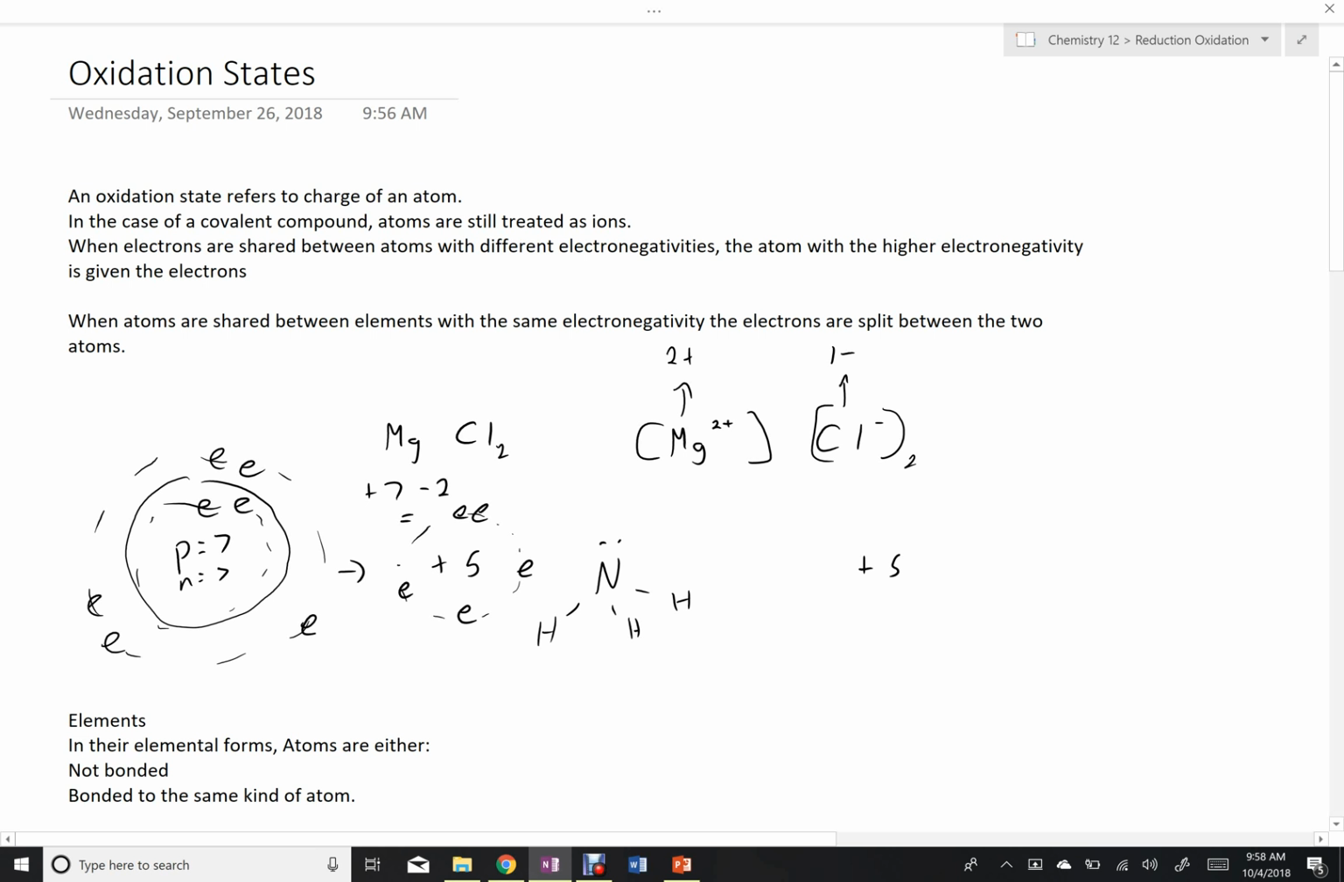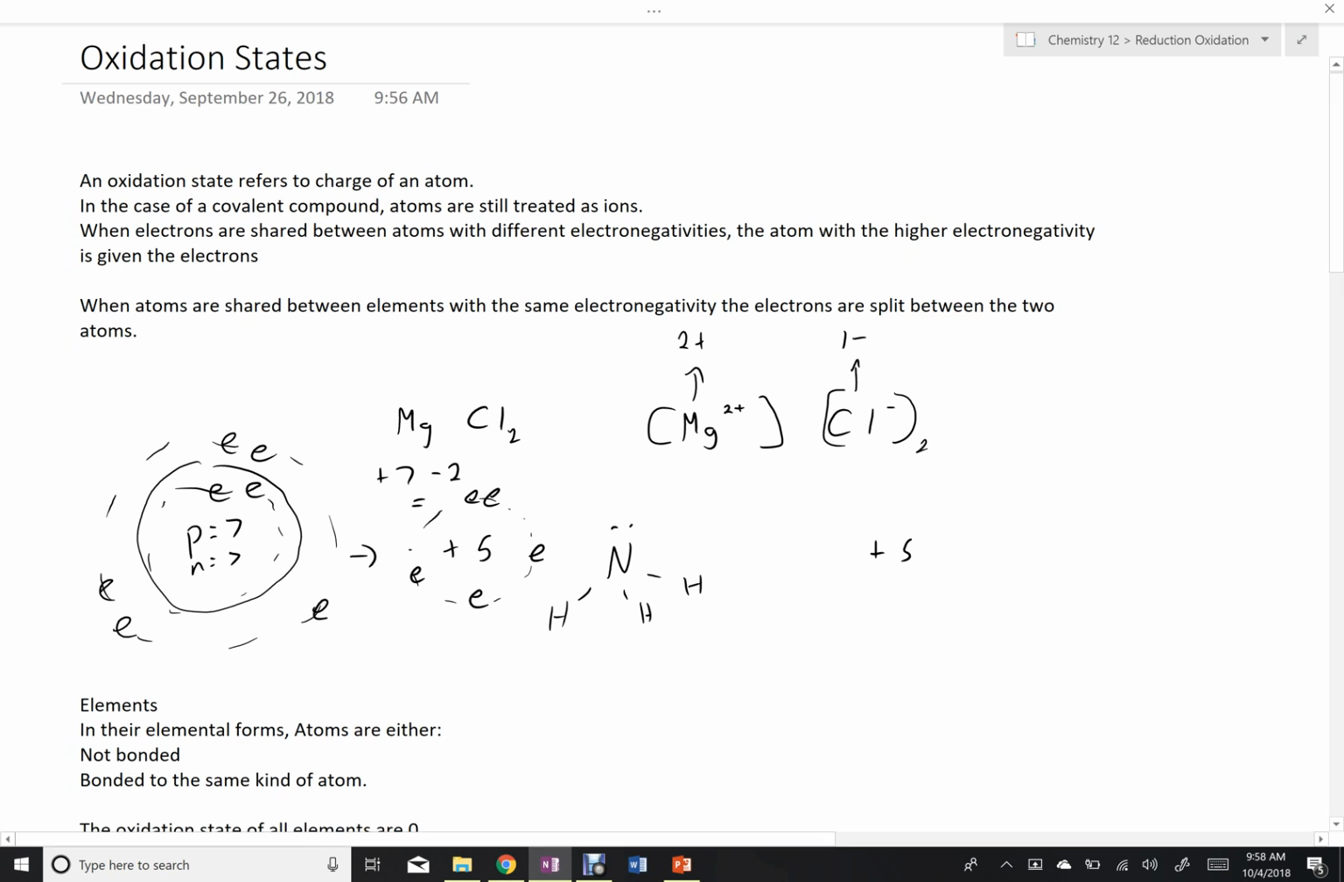Now to determine its oxidation state in this compound using that effective nuclear charge, we also need to consider how many electrons nitrogen can sort of claim as its own. First of all, it can clearly claim this lone pair of electrons as its own. But also, to determine who gets credit for these shared electrons, instead of saying it's a covalent bond and so they're shared, from the perspective of oxidation states, we look at the electronegativities of the two atoms involved.